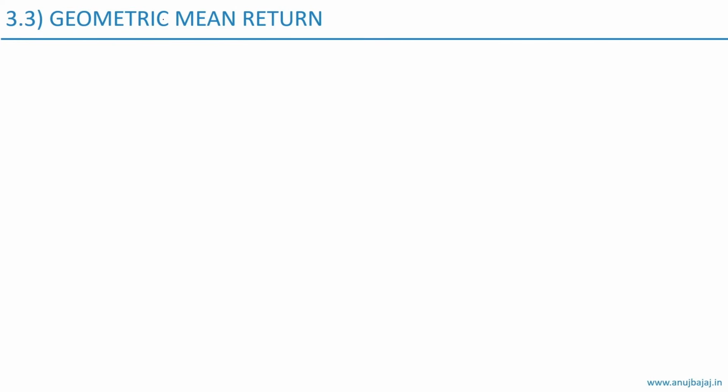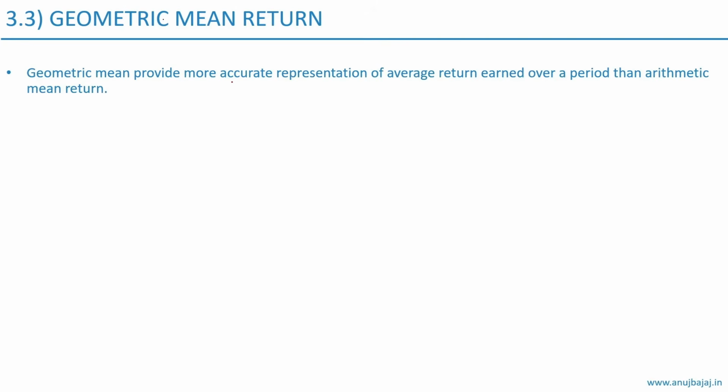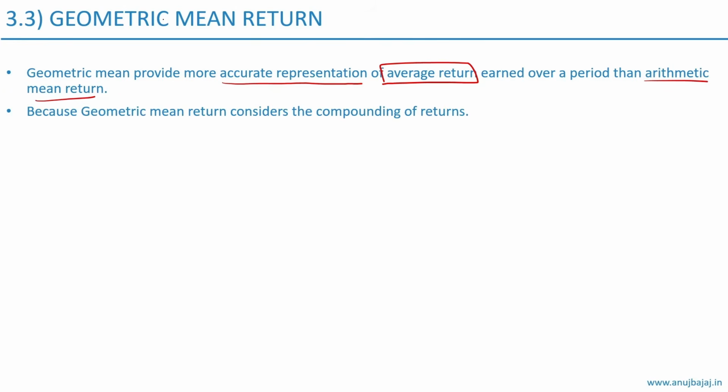Now let us look at the second way of averaging the returns, which is the geometric mean return. Geometric mean provides more accurate representation of the average return earned over a period of time than the arithmetic mean return. This is because geometric mean return considers the compounding of returns.